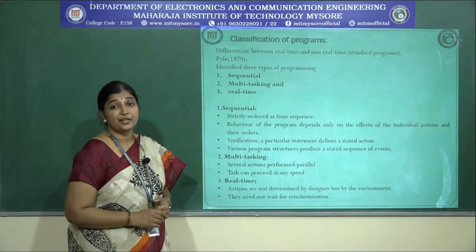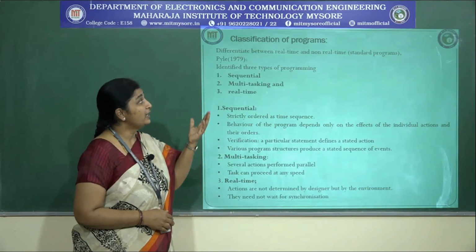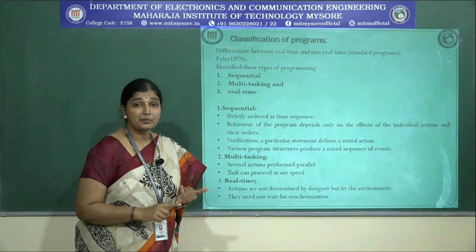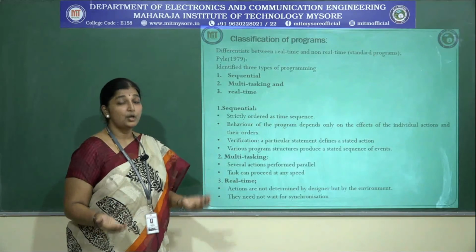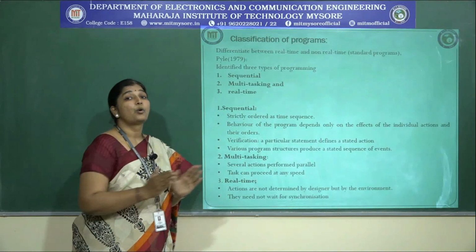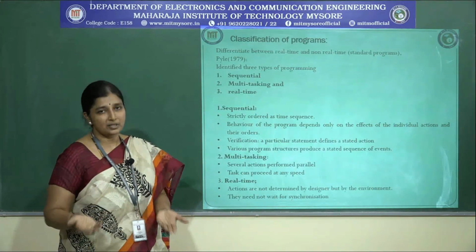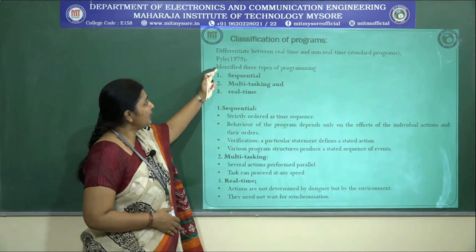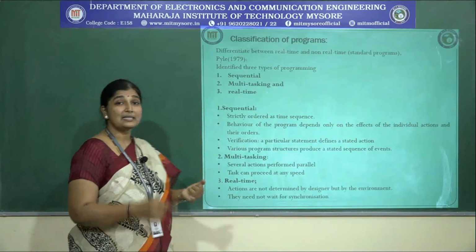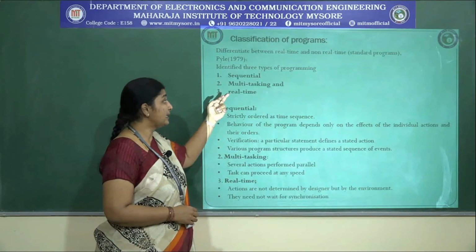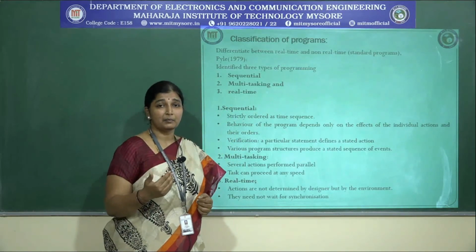Now, coming to the classification of the programs. What is the classification of the programs? First of all, you need to know what is a real-time system and what is a non-real-time system. You might feel that all systems are real-time. No, they are not. So first you have to define what is real-time and what is not real-time. Non-real-time systems are usually called standard procedures or standard processes. Okay. While in 1979 he indicated 3 different types of programming. The first is called sequential, the second is multitasking, and the last is real-time.